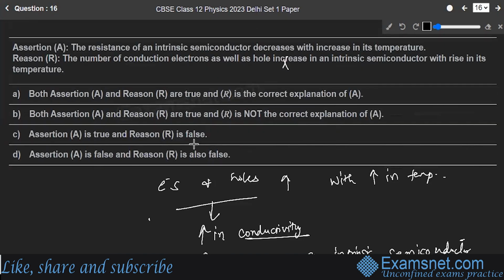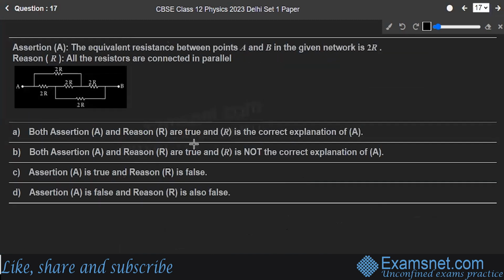The reason says the number of conduction electrons as well as the holes increase in an intrinsic semiconductor with rise in its temperature. This is false because the increase in the number of charge carriers does not necessarily mean an increase in both electrons and holes. In fact, the number of electrons and holes may increase or decrease depending on the material and the temperature range. So the assertion is correct, but the reason is wrong. That makes that option the correct one. Hope you understood. Next is question number 17.